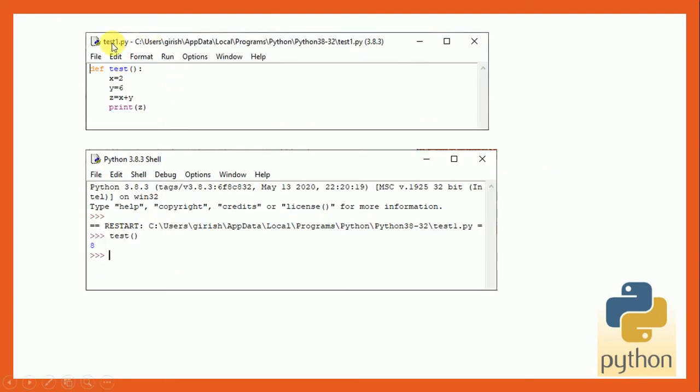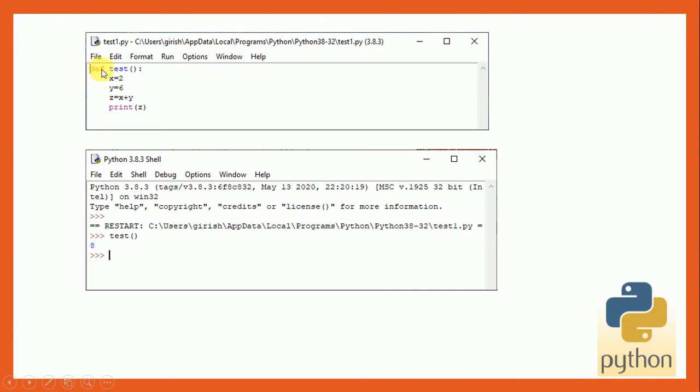Do you remember this one? This is our first program written in test.py. Do you remember this one? If you have not seen that video, I will put the link here. Please go and see that video. I will explain this once more.